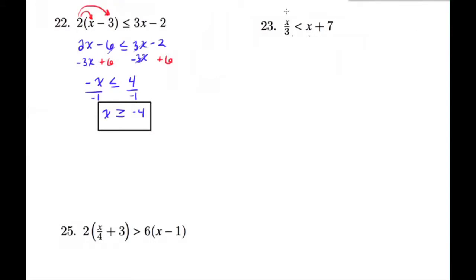23. x divided by 3 is less than x plus 7. So I suggest that you first get rid of this fraction. What can we do to get rid of the fraction on the left side? I've got x over 3 is less than x plus 7. How can I undo this divide by 3? Well, I can multiply it to both sides.